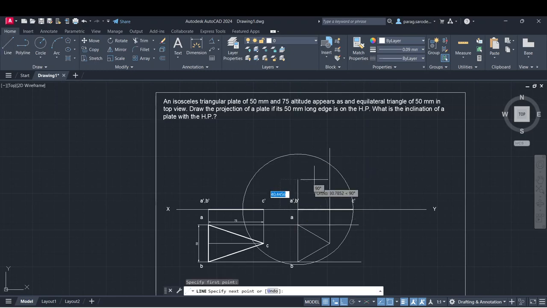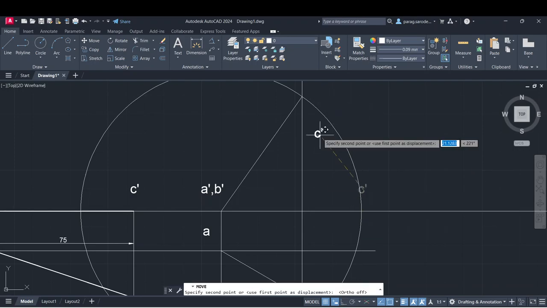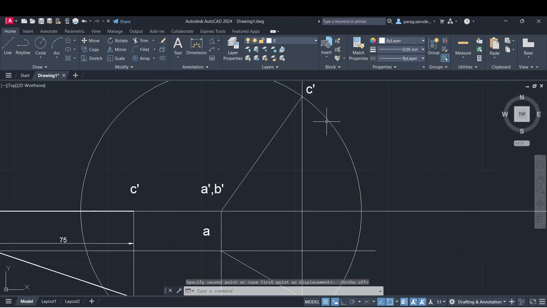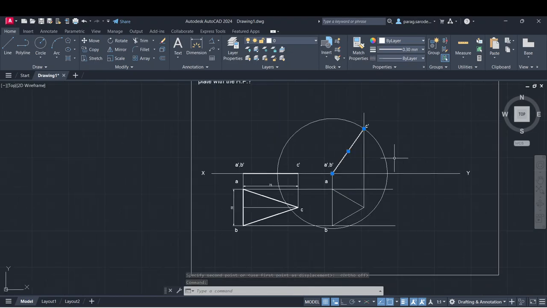So now we will join this. Instead of doing the rotation, we will directly join this intersection. Right? And we will delete this line. We will move this C dash from here to this location. This is C dash. And we will make this line thick. And we will delete this. Or we can trim it off.